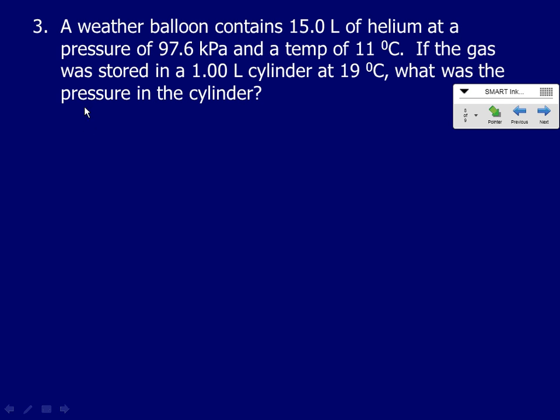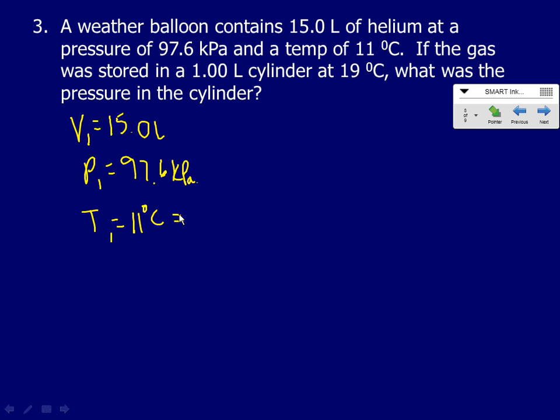Again, we gather up all of our information. I have V1, 15. I have a P1, 97.6. I have a T1, 11 degrees Celsius. And again, right away, boom, I put the equals. And what is that? 284. I got my addition going. 284 Kelvin.